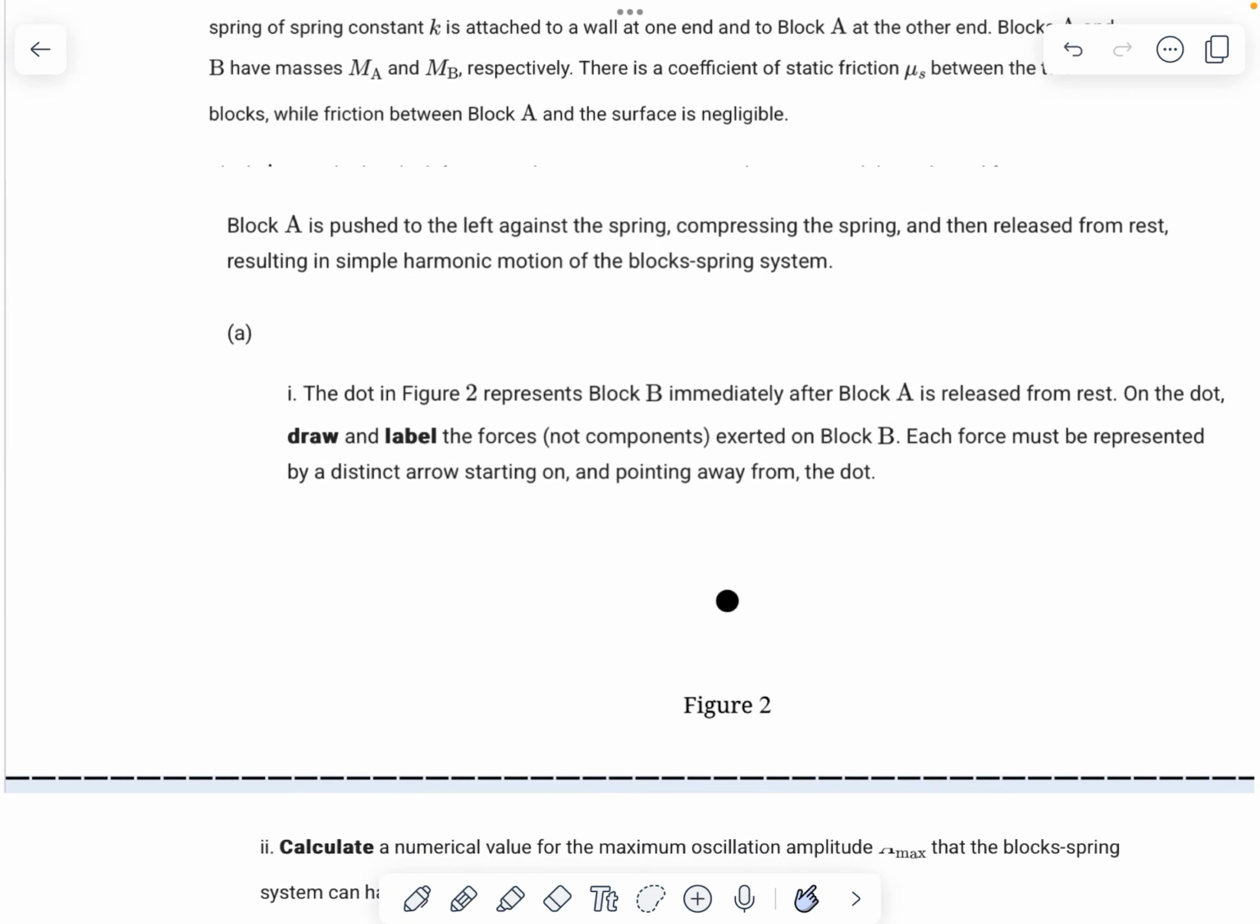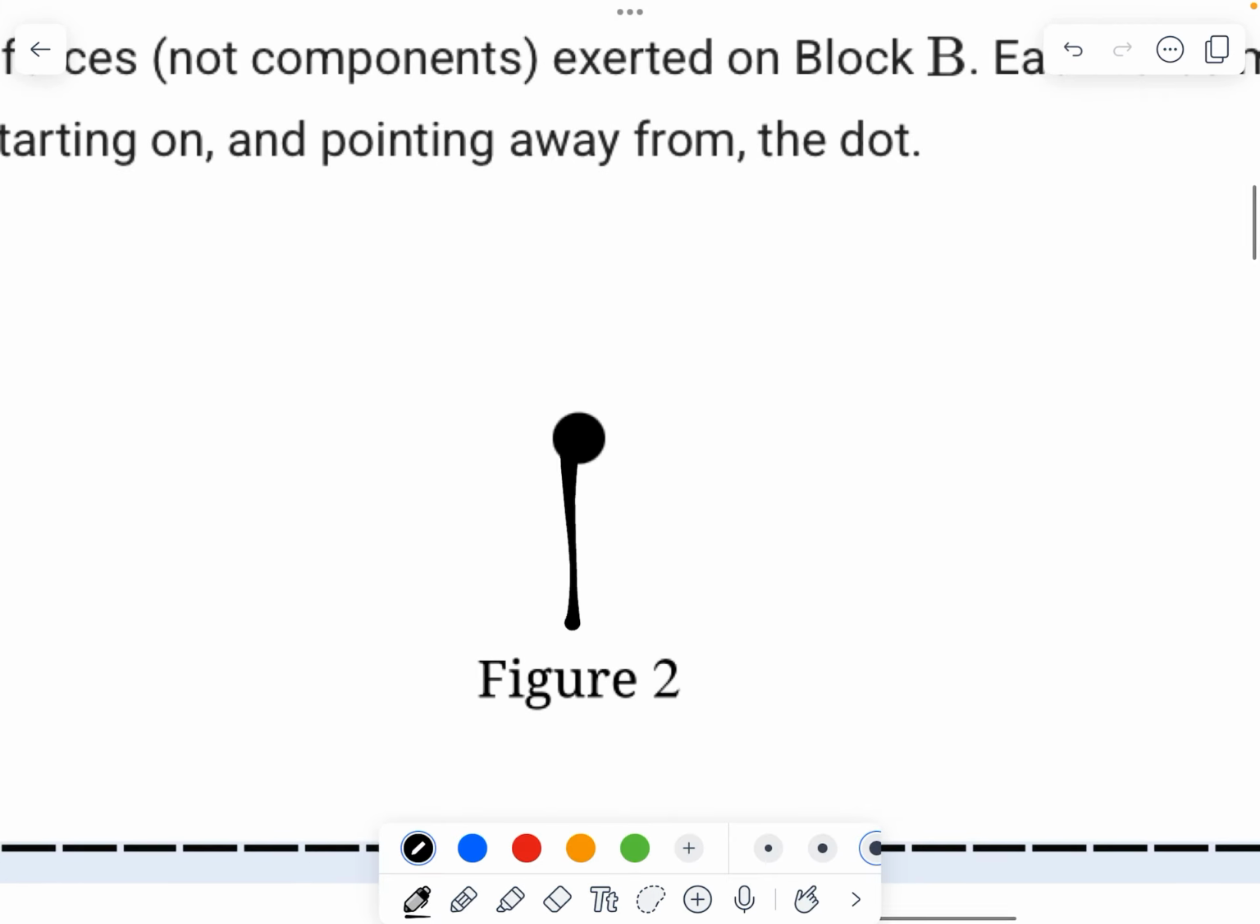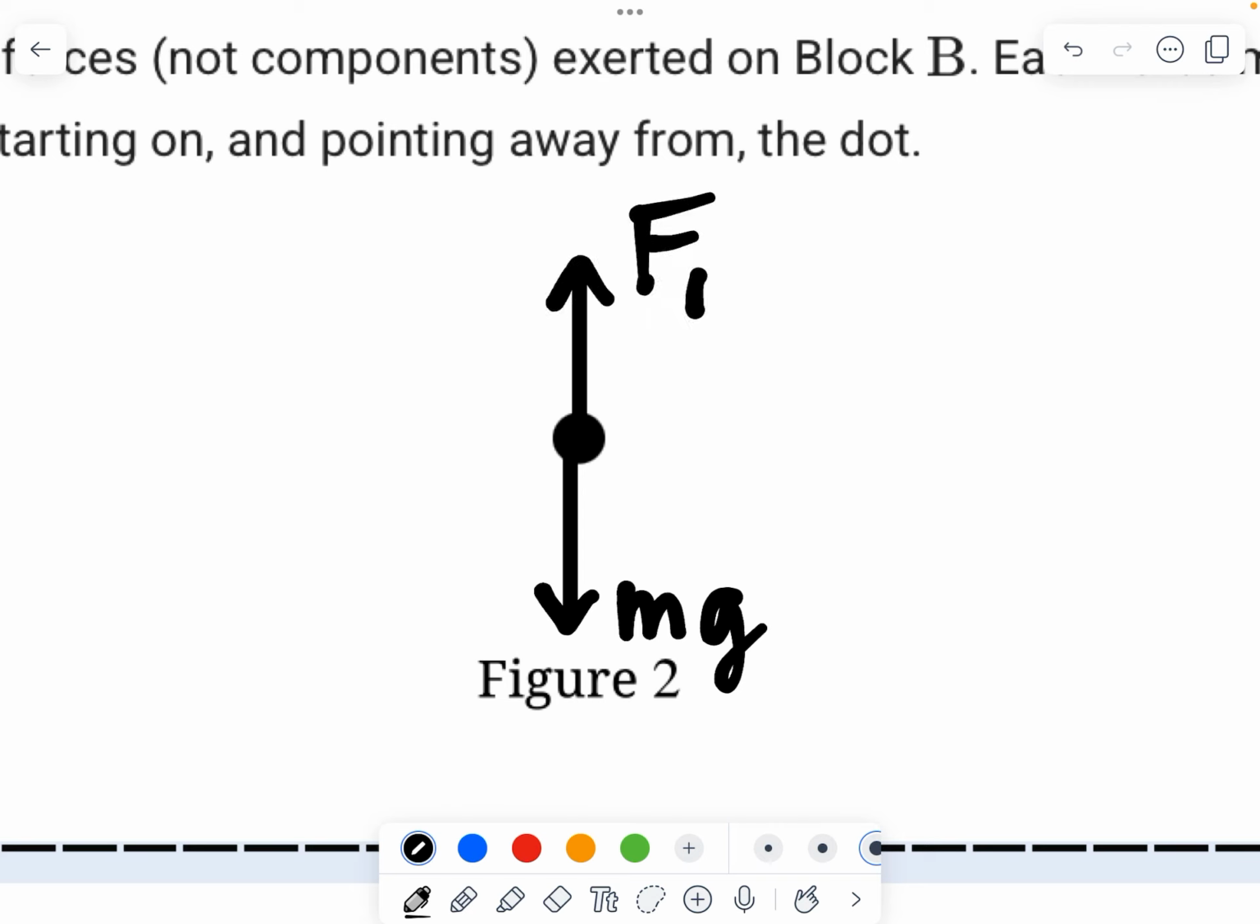On the dot, draw and label all forces, not components, exerted on block B, the one on top. Each force must be represented by a distinct arrow starting on and pointing away from the dot. All right, we always have the force of gravity. I'm just going to write mg. And then we have the normal force, which is the force of block A pushing back up.